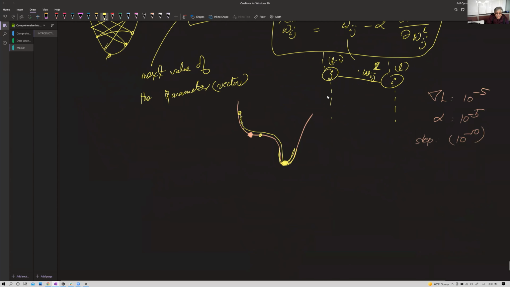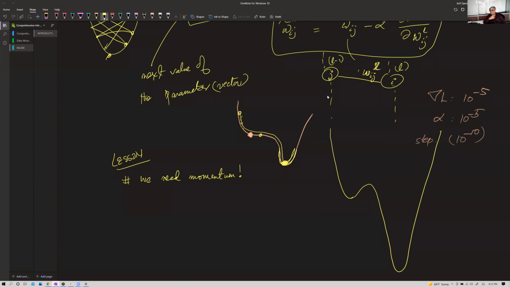So the lesson we learned from this is we need momentum, right? Yes. And this momentum is important because the loss surface could be like this. Oh, sorry. This is also possible. So a little bit of momentum.